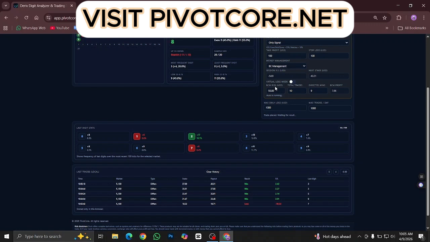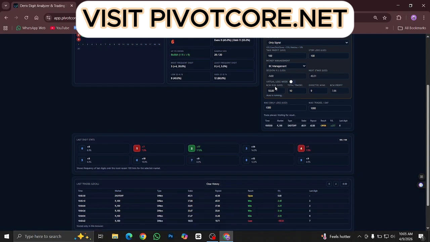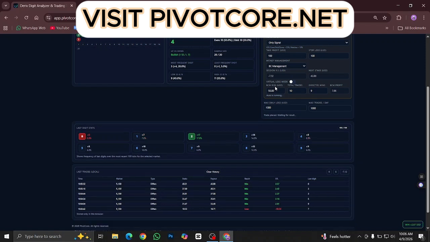We're now 5 trades in and we haven't seen a single loss yet. The accuracy of the PivotCore algorithm is incredible. Even if the market gets volatile, the bot stays within the rules we set. We just hit trade number 8, another win. Now we're looking for that 9th win to hit our goal. There it is, 9 wins out of 10 trades.